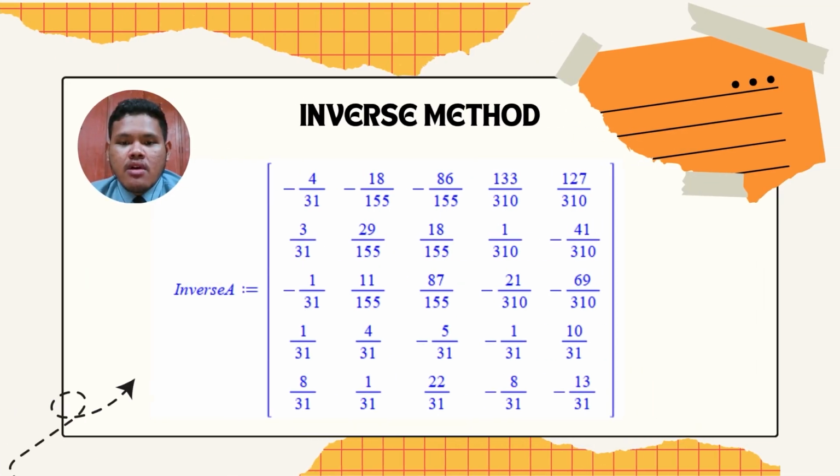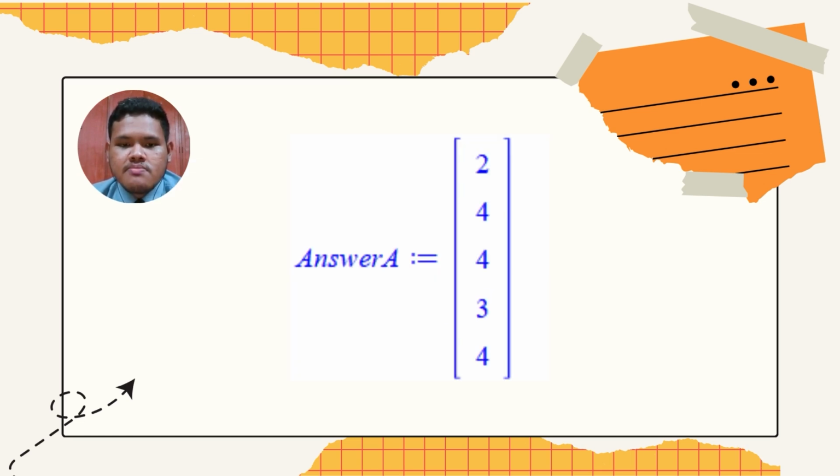Inverse method. To find the solution for the given system of linear equations, we can use the inverse method. To do the inverse method, we need to find the inverse of the matrix. First, we augment the matrix with its identity. Then, we solve the matrix by changing the left side into the identity matrix. After we finish, we need to multiply the inverse matrix with V to get the answer for each x.